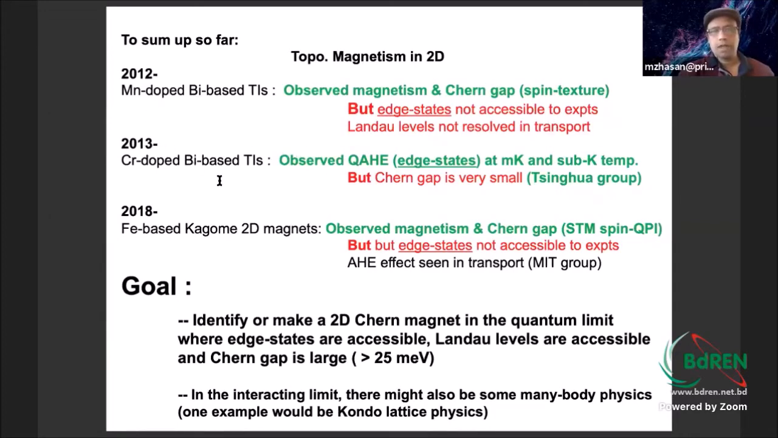In 2013, a year later, a group in China, Chikun Shui group, a Tsinghua-based group, observed the quantum anomalous Hall state, which is a signature of the edge state, at millikelvin temperature, or at least sub-Kelvin temperature, in chromium-doped bismuth-based topological insulators. But they could not do any of that stuff. They cannot isolate the edge state or do edge state spectroscopy.